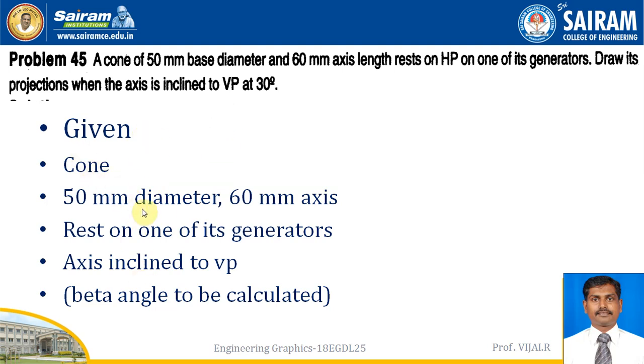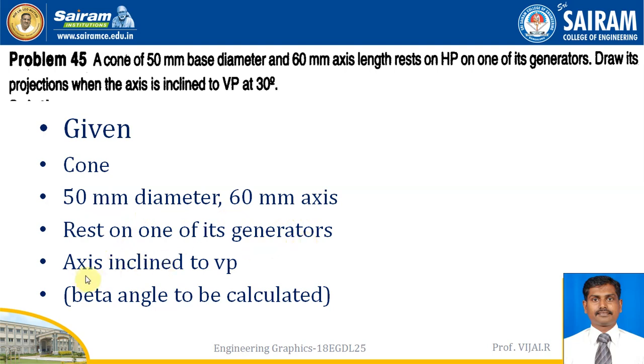It's a cone of 50 mm diameter. So radius is 25 mm. Don't take 50 mm as radius and make a bigger diameter, that is 100. Students may make this mistake, even though it is a simple mistake. 50 mm diameter means you have to take 25 mm radius, 60 mm axis length, and resting on one of its generators. What is the generator?